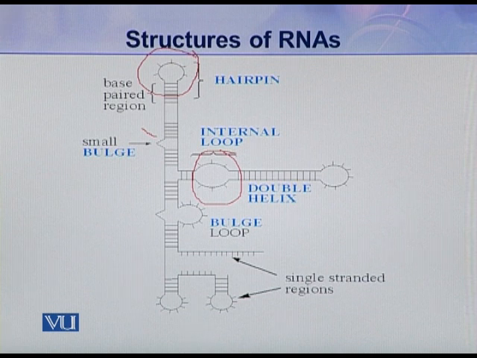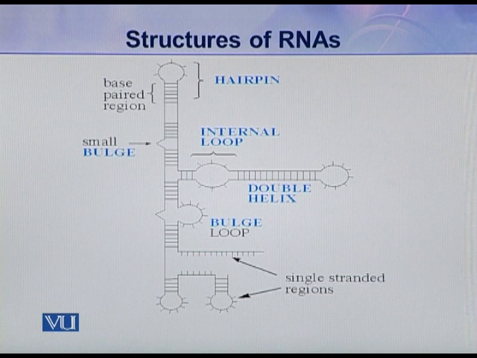So this small bulge is formed, and if more than 2-3 bases are not complementary to each other, then a big bulge loop is formed. So at some points it is double helically coiled, at some points it is single stranded. In this way, a number of secondary conformations may be present in a ribonucleic acid.